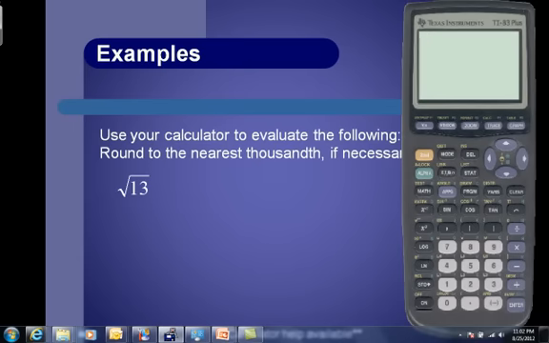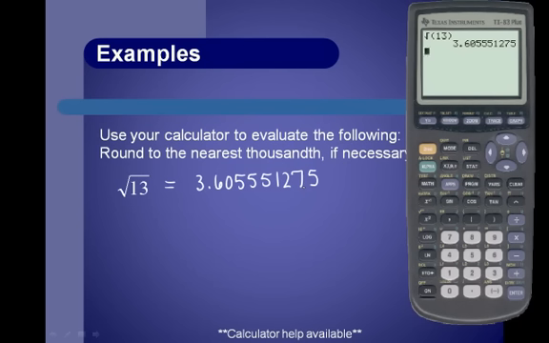So to get the square root of 13, we're going to go second square root of 13. Now notice when you did a square root, it opened the parentheses. So we need to close the parenthesis, and that would give us our answer of 3.60555. Our directions say round this to the nearest thousandth if necessary. Rounding to the nearest thousandth, tenth, hundredth, thousandth, you look beside it, it's 5 or more. So our answer would be 3.606 to the nearest thousandth.